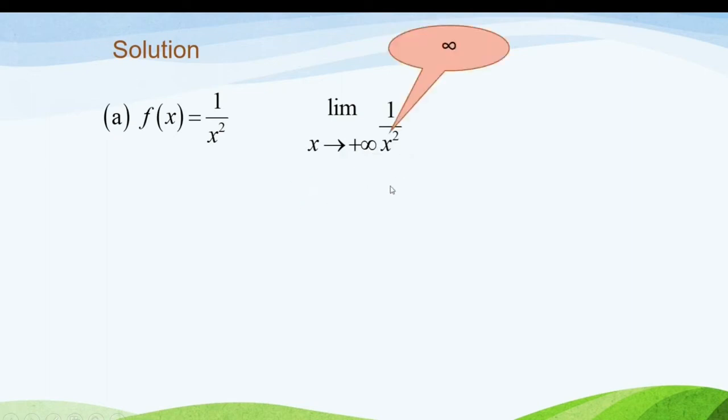Okay, for question A, f(x) equal to 1 over x squared. Okay, we find the limit as x approaches positive infinity of 1 over x squared. We know we must substitute infinity in x. We get 1 over infinity squared, and infinity squared is infinity. Okay, 1 over infinity, we know the answer is 0.